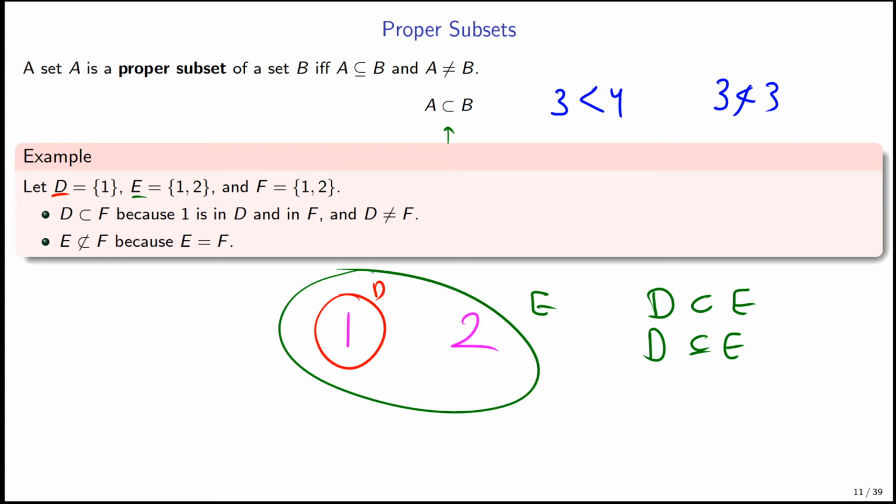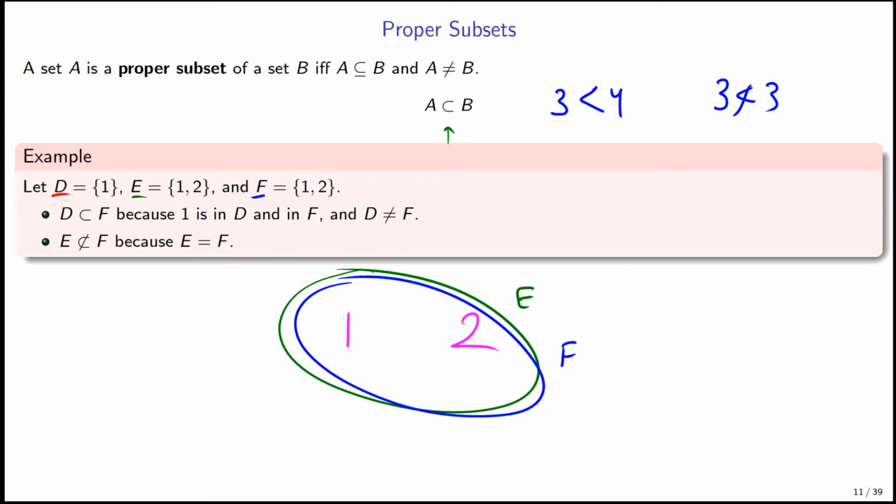But let's not take a look at D anymore. Let's get rid of D there. Let's compare E and F. So E is 1 and 2. Let's do F in blue. F is also 1 and 2. But F and E are the same thing. They're the same set. They both contain 1 and 2. They both contain the exact same elements. They both contain the same number of elements. So because of this, E is not a proper subset of F. E is a subset of F, but it's not a proper subset. And vice versa. F is not a proper subset of E, but F is a subset of E.